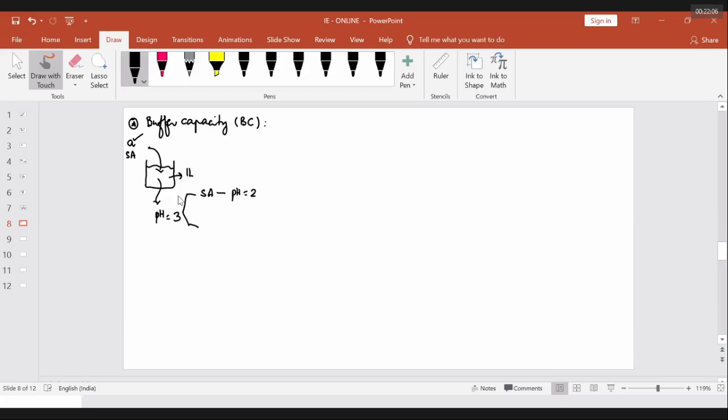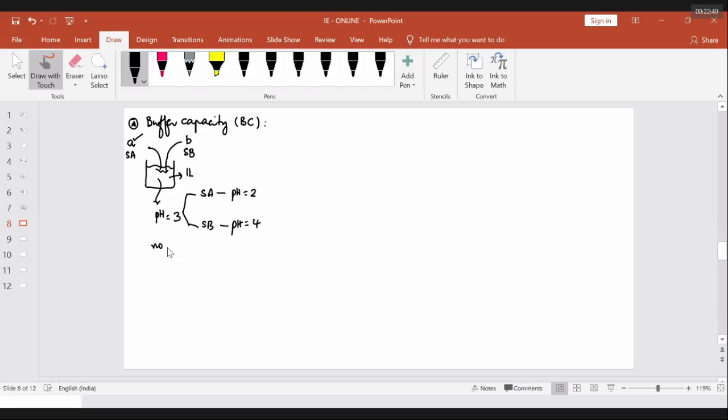Rule number 2 came. Another experiment: suppose he is adding base. If 1 mole of base, sir, pH is same. 2 moles of base, pH is same. If you add b moles of strong base and after this pH becomes 4, then you can say, yes, sir. Now, the number of moles of strong base added per liter of buffer solution to change its pH by 1 unit is called buffer capacity.